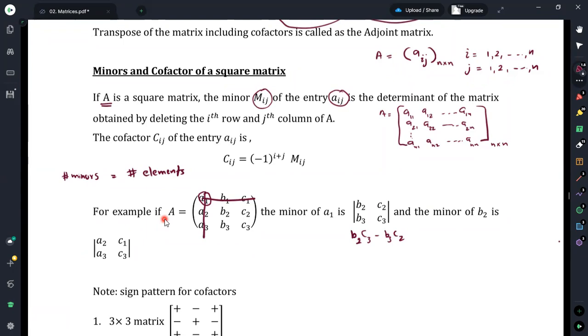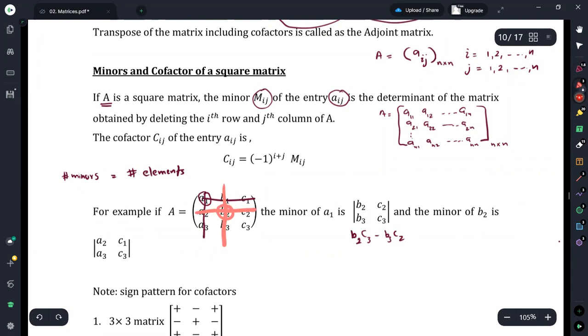In a similar manner, we can obtain the minor for B2. Here I will take another example, obtaining the minor for B2. If you are considering B2, then we have to remove the elements which are in the row and column where this B2 lies. Therefore, we know that the remaining elements are A1, C1, A3, and C3. This should be corrected as A1.